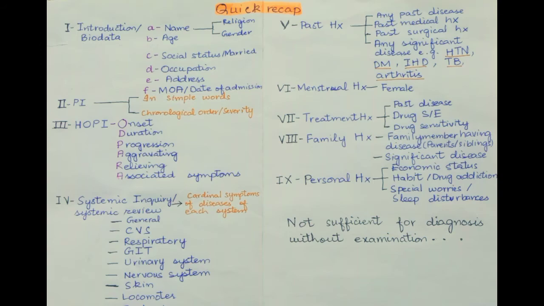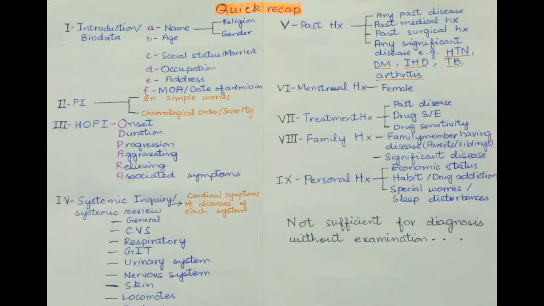Now it is time for a quick recap. First, we'll take the introduction. We'll ask about the name, which will suggest the religion and the gender. We'll ask about age, social status and marital status, occupation, address, mode of admission and date of admission. We'll ask about the presenting illness in simple words and in chronological order, and if the chronological order is the same, meaning the presenting illnesses are present at the same time, we'll prioritize on the basis of the severity. Then we'll ask about the HOPI of each of the given presenting illnesses.